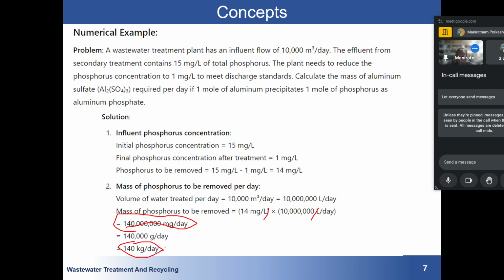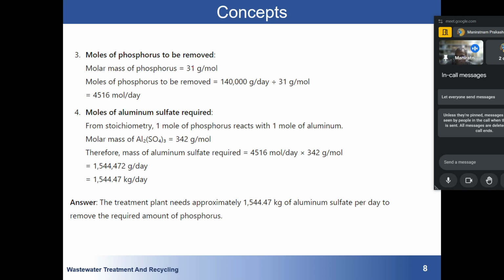In the question it is already given that the molar mass of phosphorus is 31 gram per mole. So the moles of phosphorus will be this much divided by 31, that is 4516 mole per day. The question itself says that 1 mole of phosphate reacts with 1 mole of aluminum. And the molar mass of aluminum sulfate is 342 gram per mole. So therefore the aluminum required will be this multiplied by that.